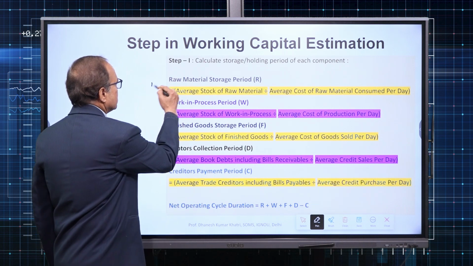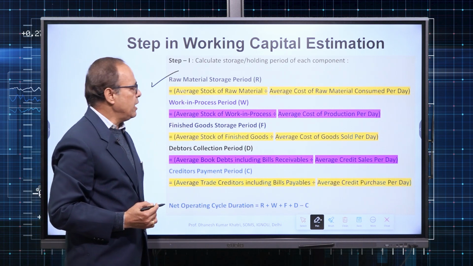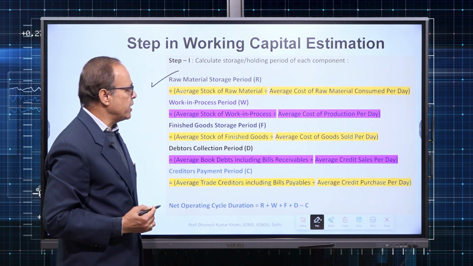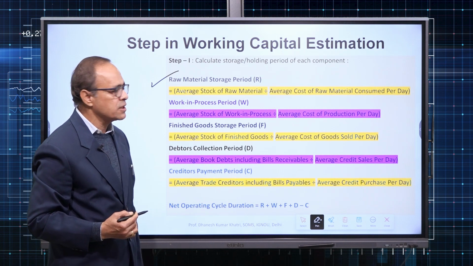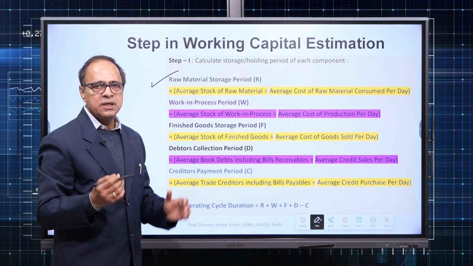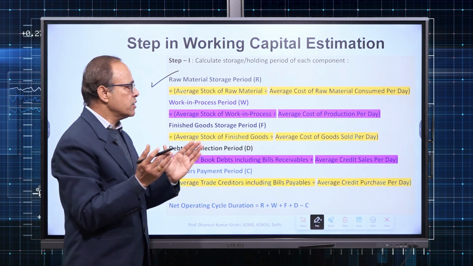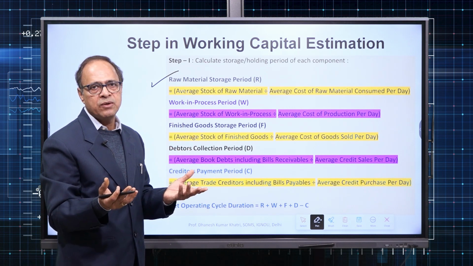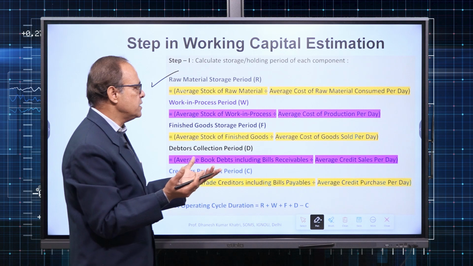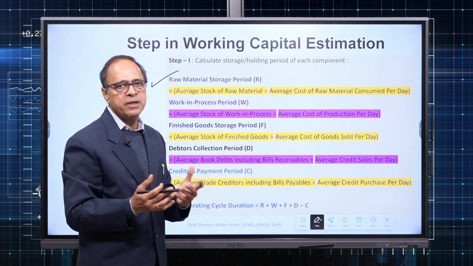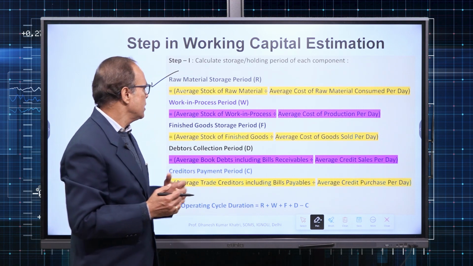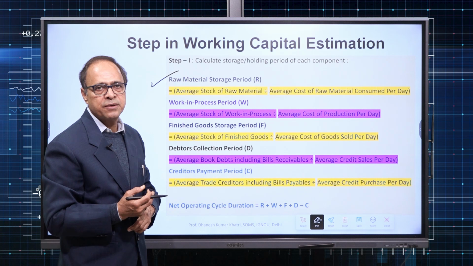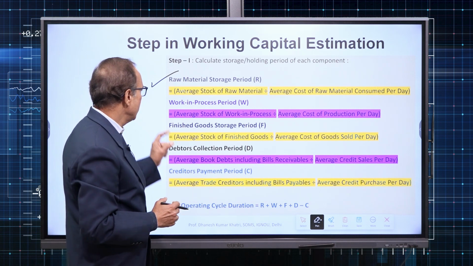Raw material storage period: average stock of raw material is divided by average cost of raw material consumed per day. That means simply, take the total raw material consumed in a year divided by 365 or 360. Generally 360 is for convenience purposes, but there are 365 days. You will get the raw material storage period, meaning I have told you.